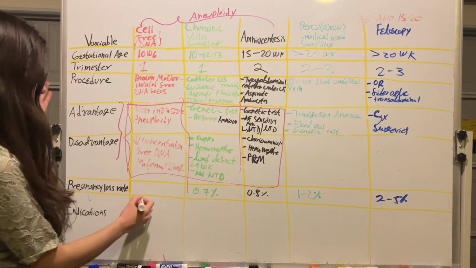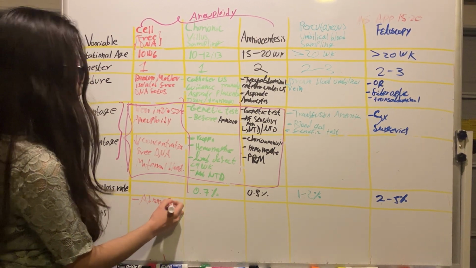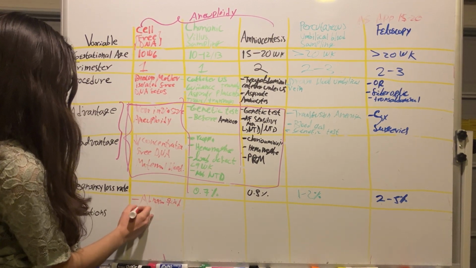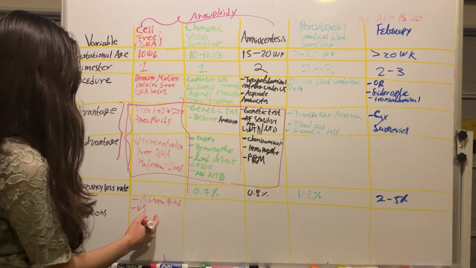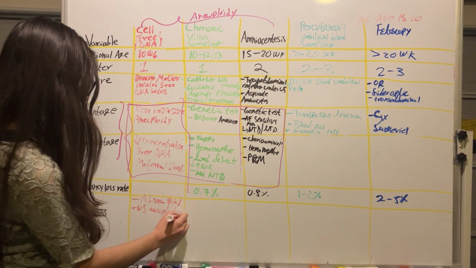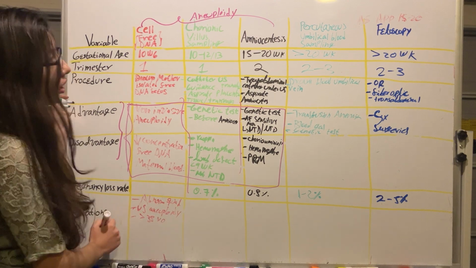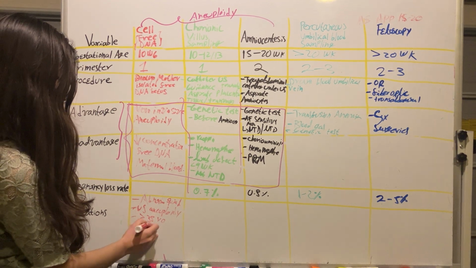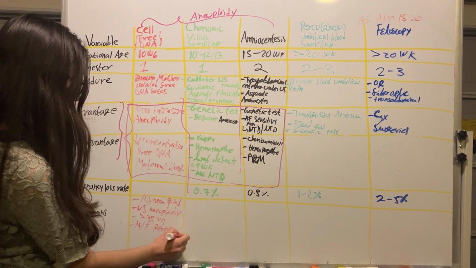So indications would be having an abnormal quadruple screen test, or having an ultrasound with findings of aneuploidy, or if maternal age is greater than 35 years, or in the case that we know that the mother or the father has a Robertsonian translocation.